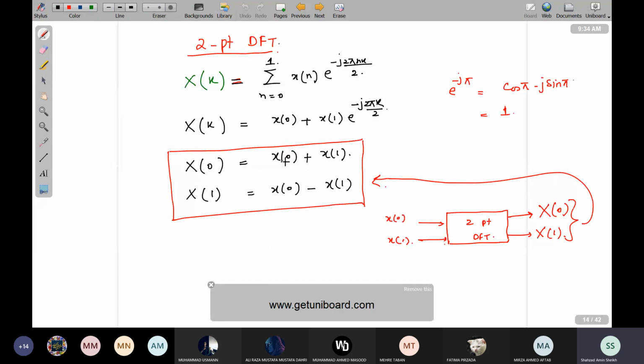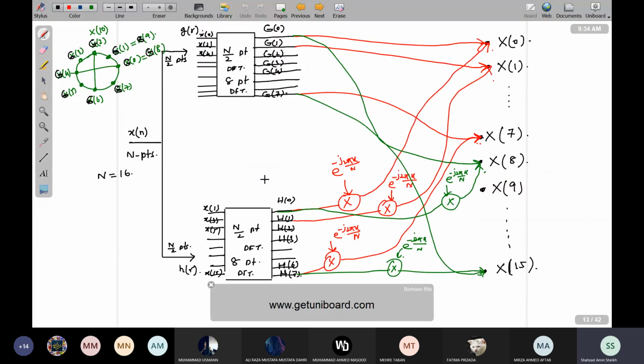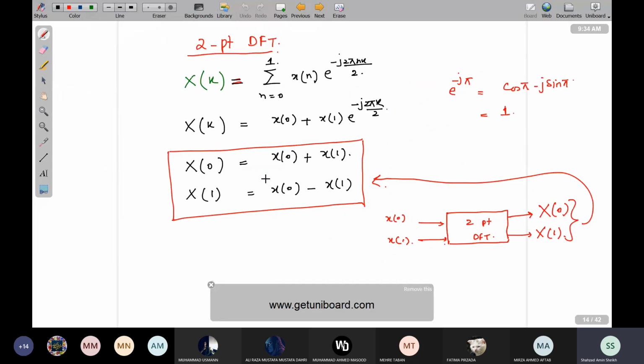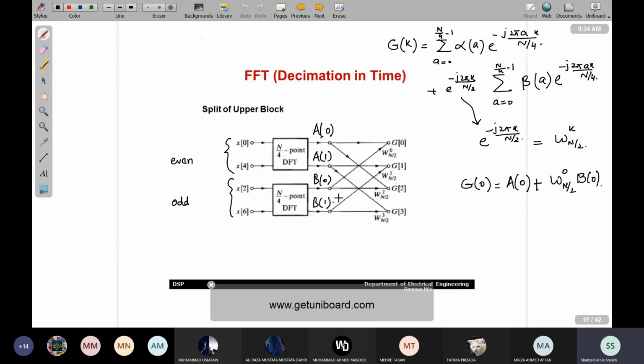We have already talked about 2-point DFTs. What we are doing, this was my 2-point DFT, x of 0 plus x of 1 and x of 0 minus x of 1. So what is being done here? Again we are calculating some intermediate values a0, a1, b0, b1. So what is G0? G0 is A0 plus Wn over 2 0 B0.